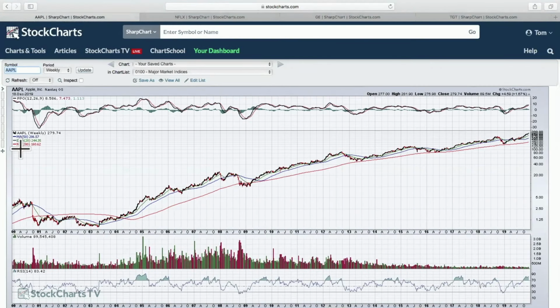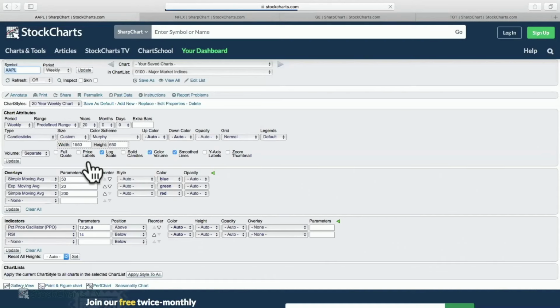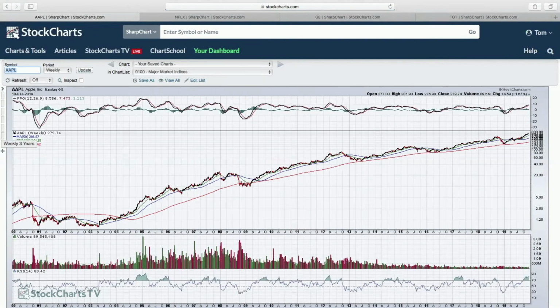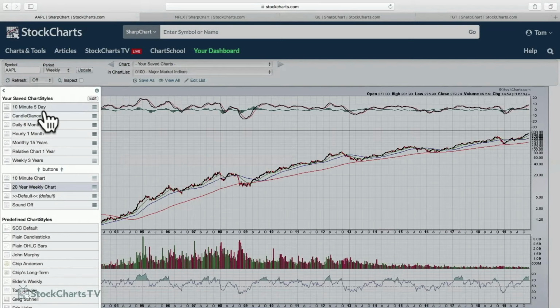Well, StockCharts makes it really easy for you because they've got this little plus button right here. If you click on this plus button, you can type in whatever you want to call this thing. I'll just say 20-year weekly chart, and I can add new. Now, when you first look up here on your buttons, it's not here. So what you do is you hit this little caret at the top, or a greater sign, and then you come down here and you see it's below. Here's your buttons. These are all the buttons that show up.